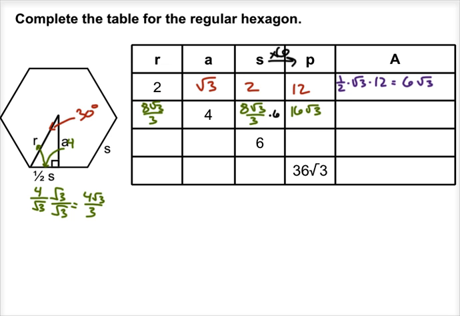On to the final area. The area is 1/2 times the apothem, 4, times the perimeter, which is 16 square roots of 3. And let's see, half of 4 is 2, 2 times 16 is 32, and then I still have the square root of 3.